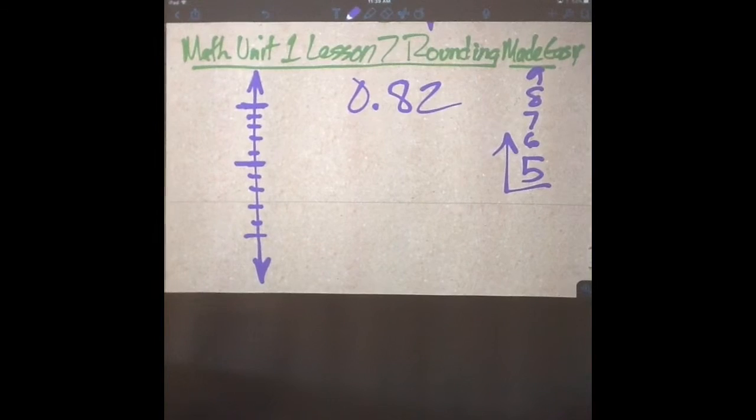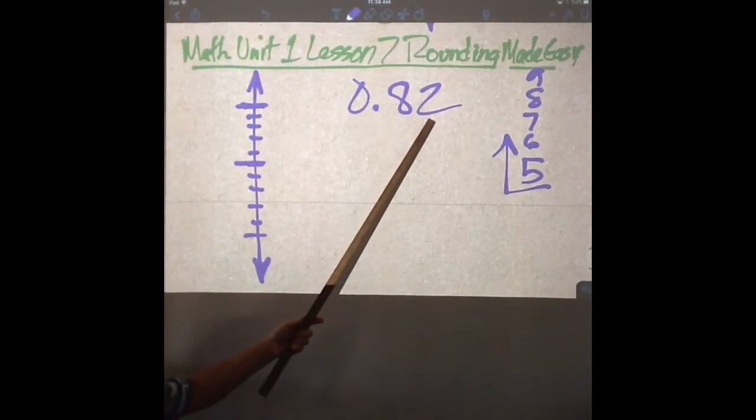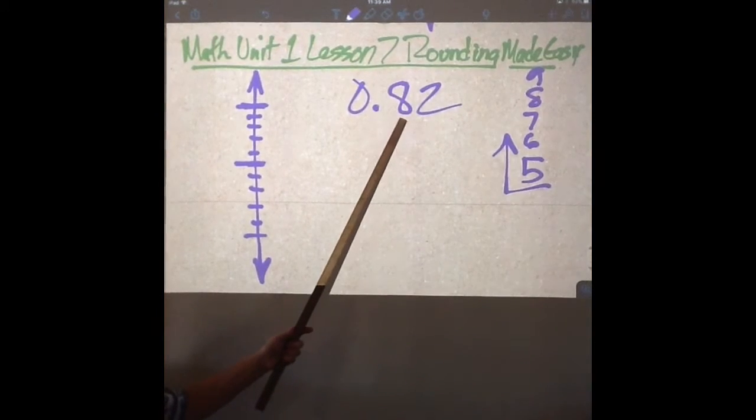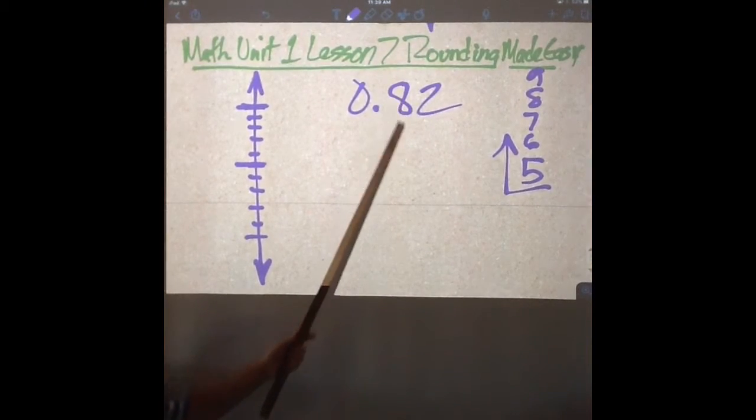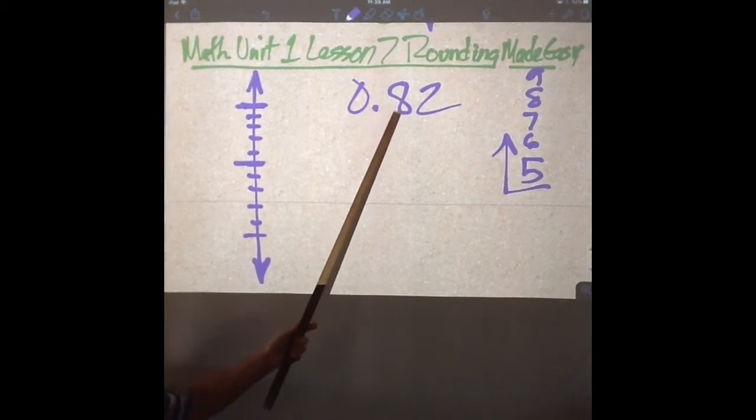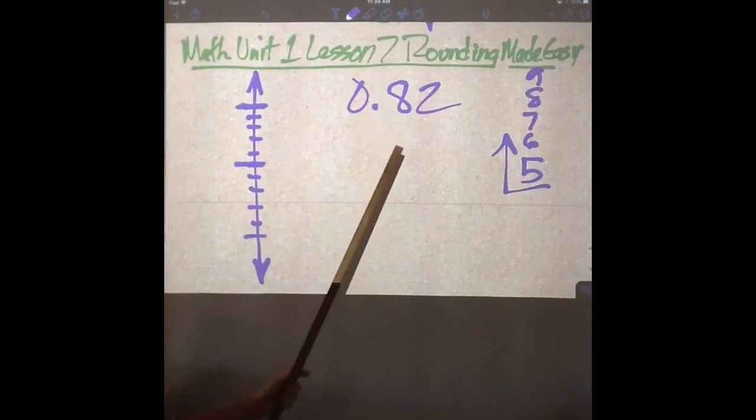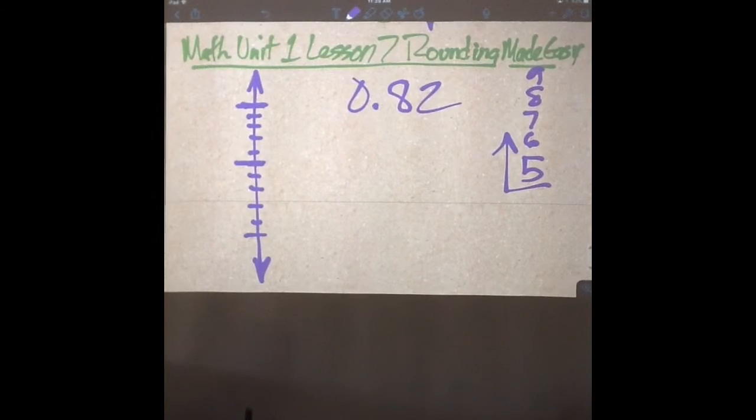The nearest tenth. Which is our tenth number? Is that a tenth? No. What is that? Hundredths. Is that a tenth? Yes. Is that in the tenth place value? Yes. So let's underline that because that's our number that we're going to do what with? We're going to round.